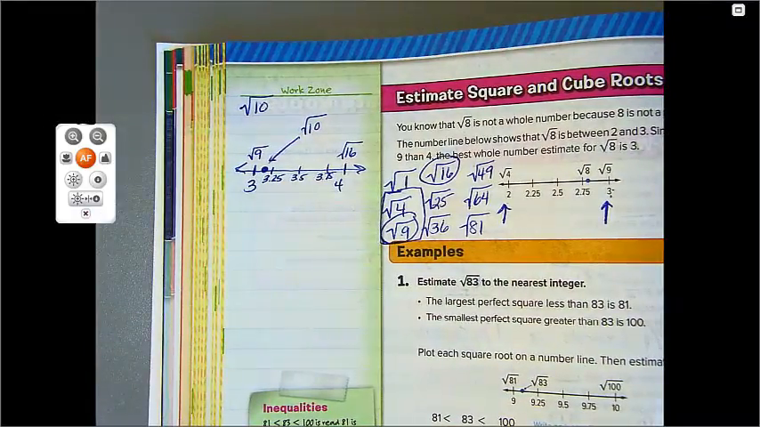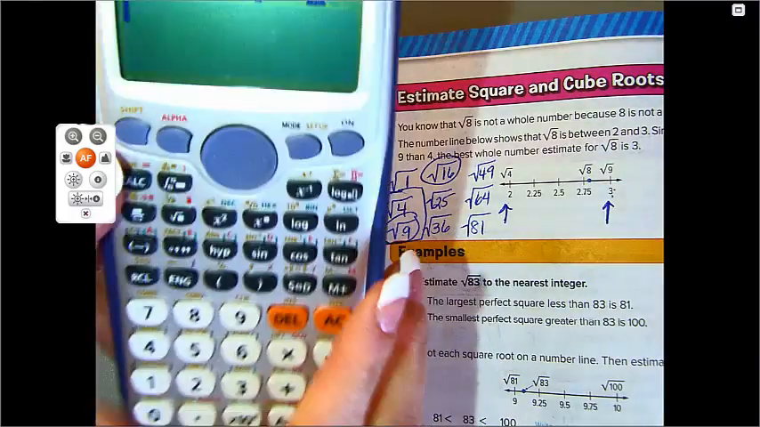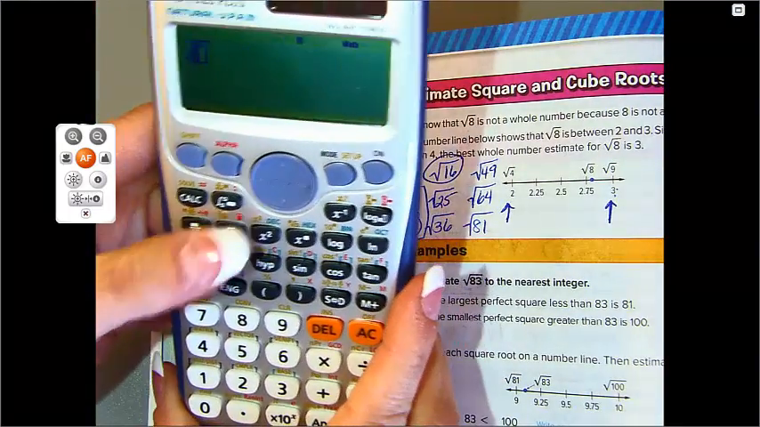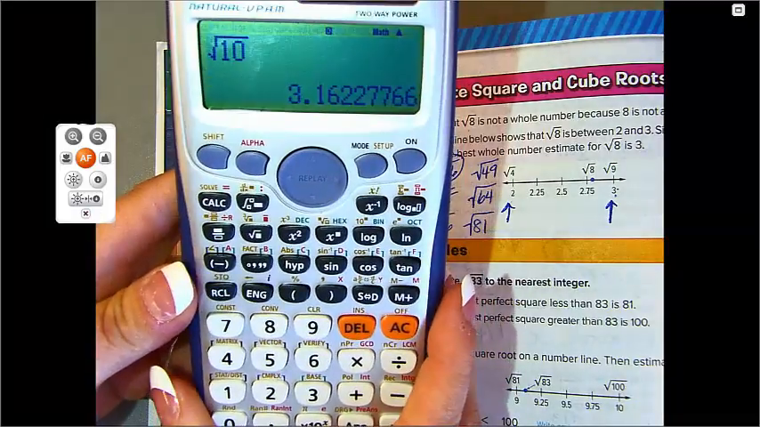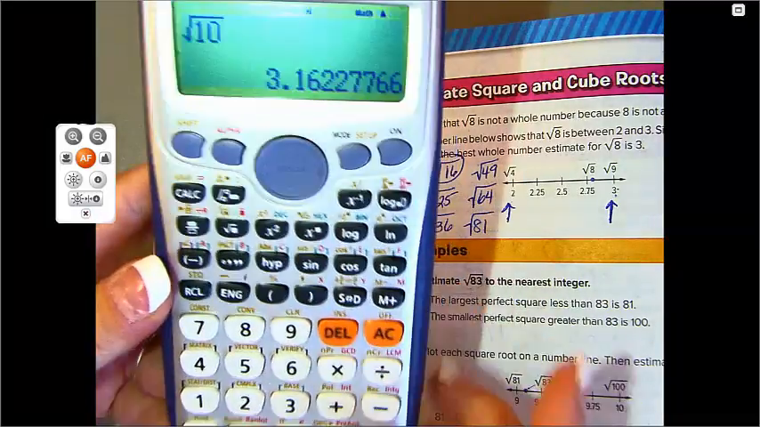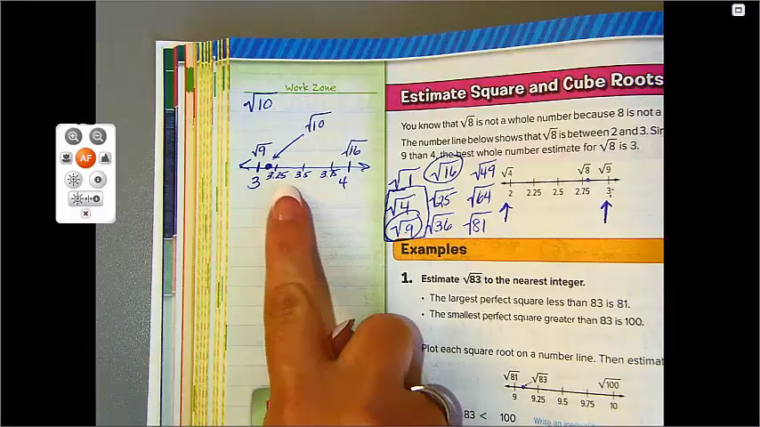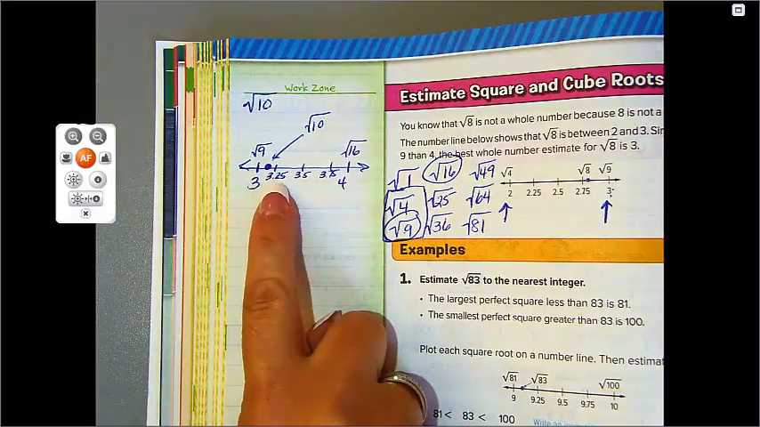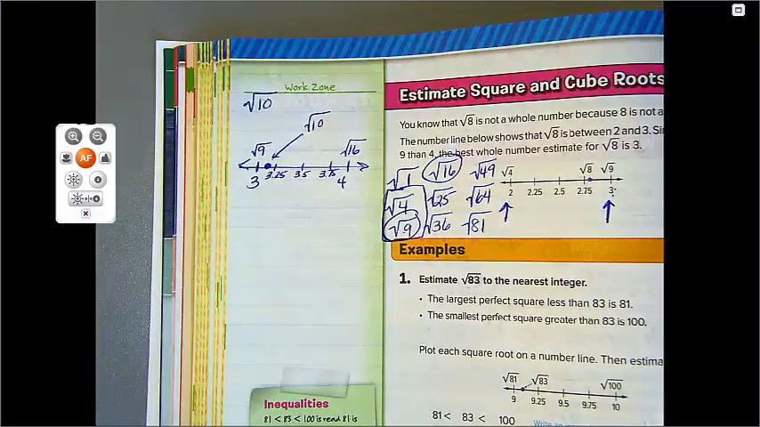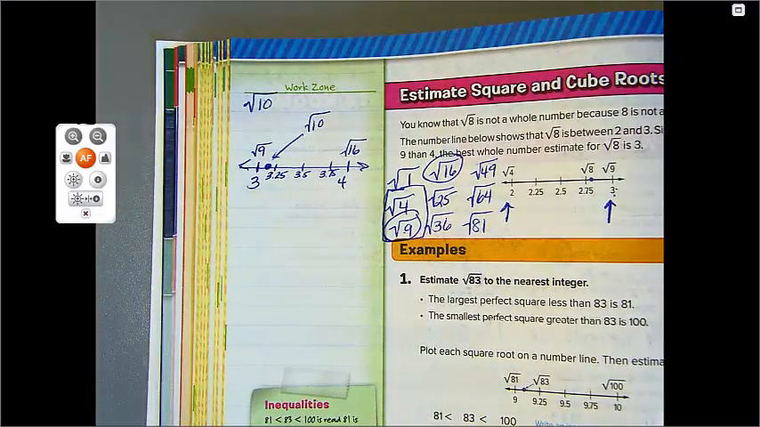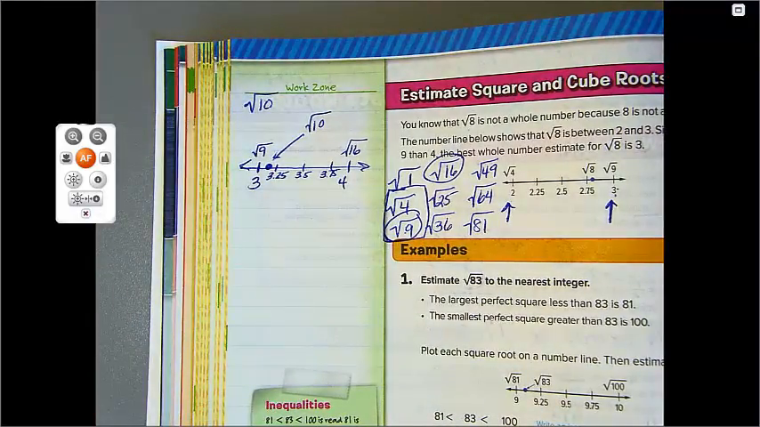And I can check that on my calculator. If I take the radical 10, my answer is 3.162. And if I look at my number line, there's 3.25, so it's a little bit less than that, and that's exactly where I put my dot. Okay? So now let's look at another one.